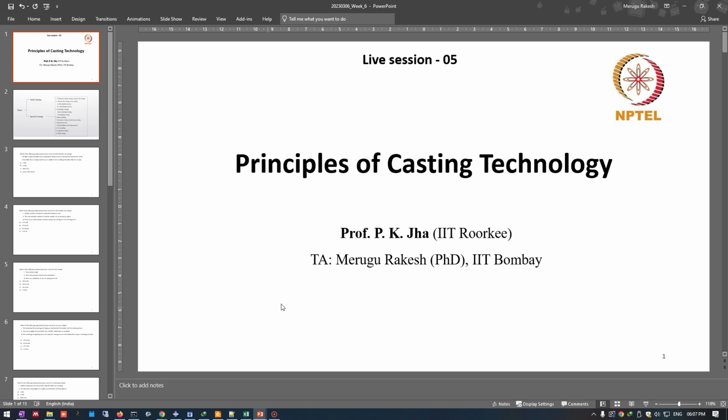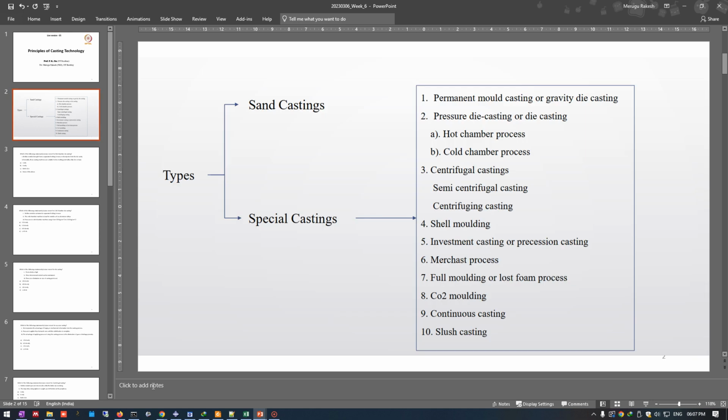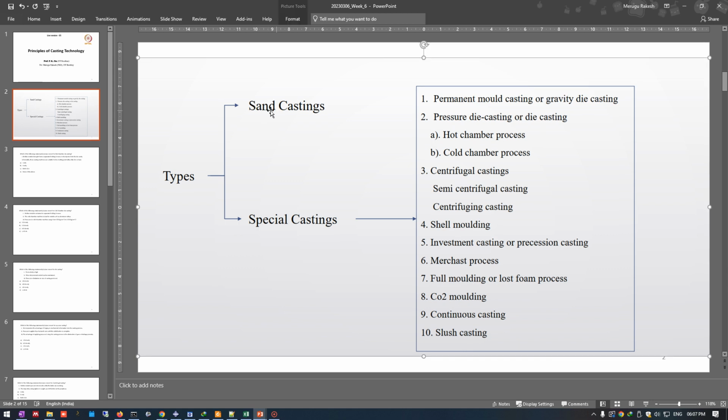So I will start the session. Before starting, I will give an introduction to these different types of castings. Sand casting is well known. We have already discussed it in the last 5 weeks of the course. So this week will deal with these special castings.